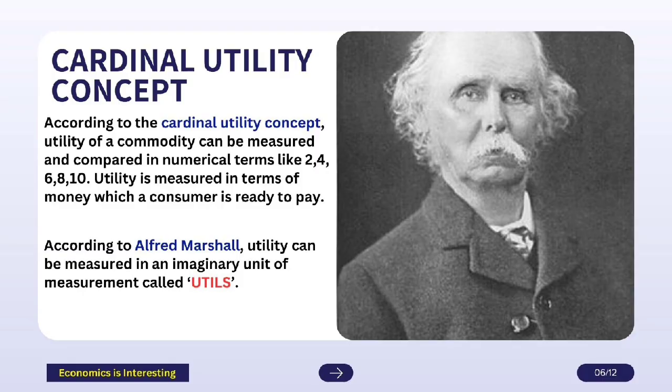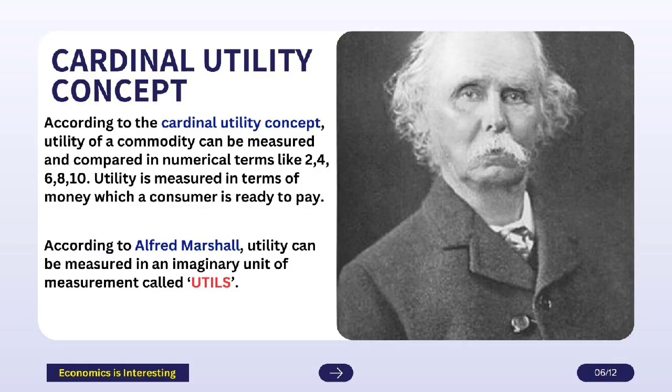For example, if you are ready to pay rupees 50 for a chocolate, that amount shows the satisfaction you expect from it. So, the cardinal utility concept simply means satisfaction can be counted, measured, and compared using numbers. Now, to understand this in one line, you can say that cardinal utility assumes that satisfaction can be measured in numbers called utils.